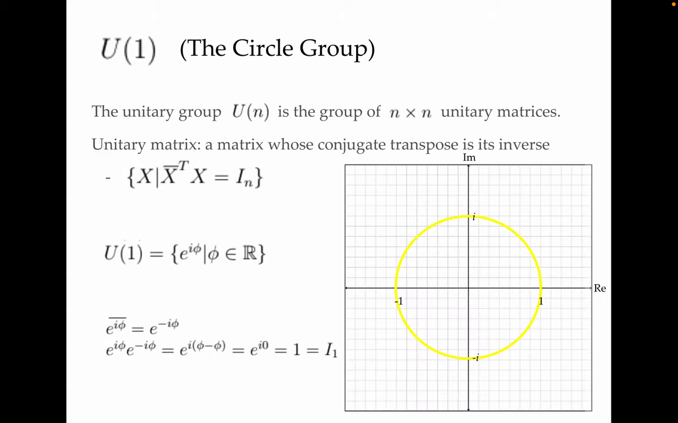So first, let's take a look at U(1), the unitary group of degree 1. U(n) is the group of n by n unitary matrices. A unitary matrix is one whose conjugate transpose is its inverse. For U(1), we only have a 1 by 1 matrix, which is really just a number. Geometrically, we can think of this group as simply the unit circle graphed onto the complex plane. Algebraically, we write this group as all complex numbers e^(iφ), where φ is a real number. We note that the conjugate of e^(iφ) is e^(-iφ), and these two multiplied together give us 1, which is the identity.